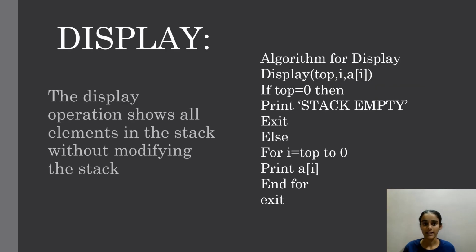Display operation of stack. Display operation shows all the elements in the stack without modifying the stack. Algorithm for display. Display top of A of I. If top is equal to 0, then print stack empty. Exit. Else, for I equal to top to 0, print A of I. End for. Exit.